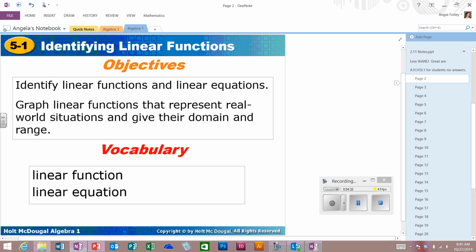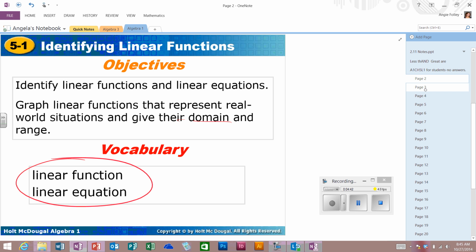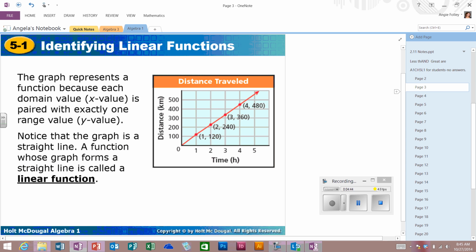Okay, so today we're going to look at identifying linear functions and linear equations, how to graph them, and giving their domain and range. So vocab: linear function, linear equation. Let's look at this first graph here. The graph represents a function because each domain, where the domain, remember, is your x value, is paired with exactly one range, which your range are your y values. Let me word this a little better. As long as you only have one x value for every y value, then it's a function. And I think that might make more sense.